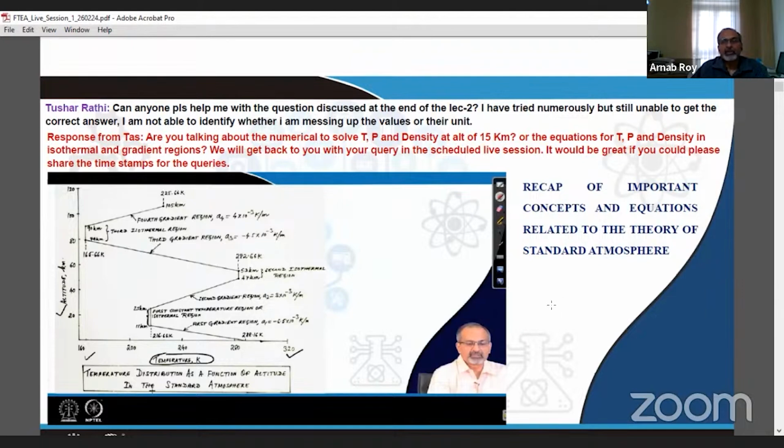So our TAs have responded regarding the actual difficulty faced, whether it is the numerical part of calculating temperature, pressure, and density at 15 kilometers altitude, or was it the formulation part? Since it was not very clear what exactly was the point of difficulty, I would start by recapping a little bit of the fundamentals related to the solution.